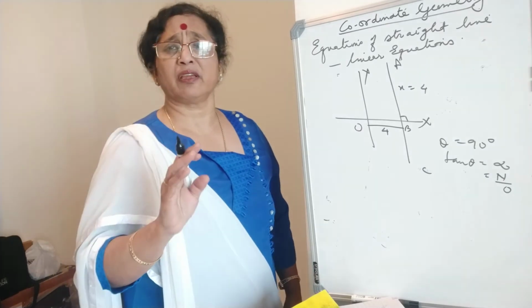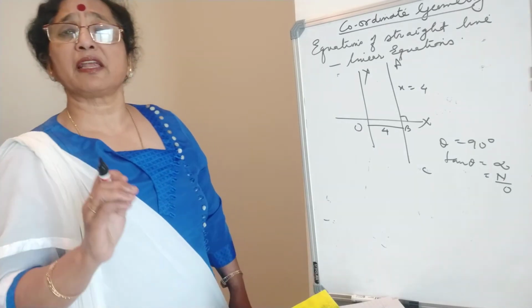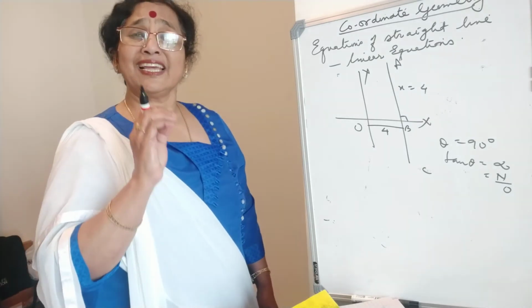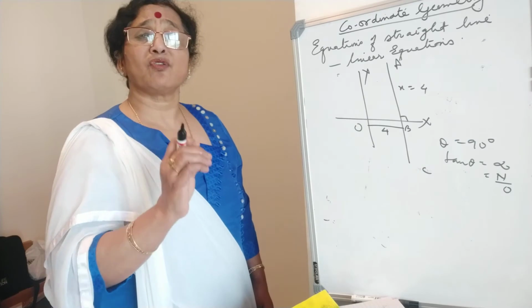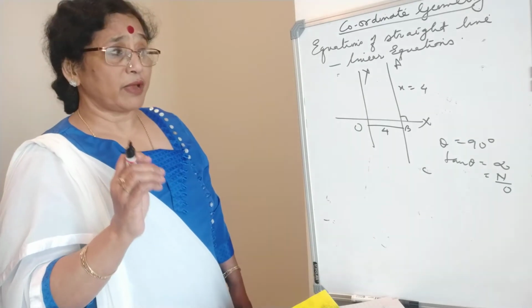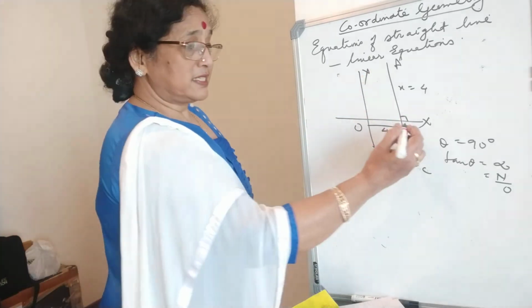Y can be anything. So x equals 4 means parallel to the y-axis, perpendicular to the x-axis, inclination is 90 degrees and slope is infinite. Tan 90 is infinite, undefined, right? So this is 90 degrees.